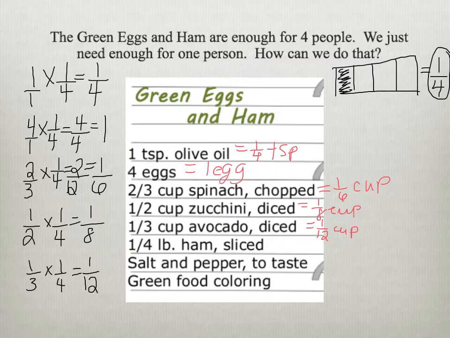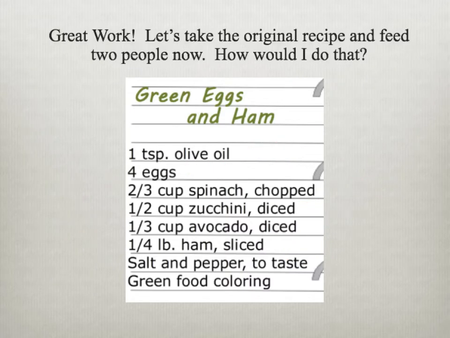And then my ham, which I'm going to do over here. I have 1/4 of a pound of ham times 1/4 of a serving gives me 1/16. So I need 1/16 of a pound of ham. Not that bad, right? Alright, so that was a great job.